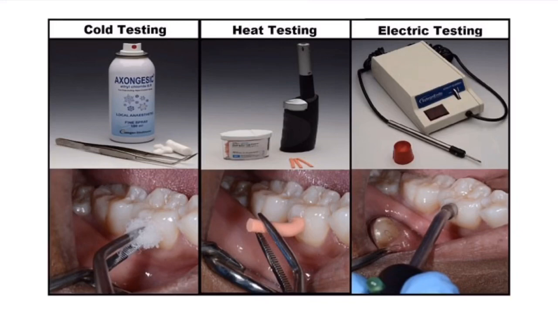The next comes testing the pulp vitality. More familiarly, they are called pulp sensibility tests. Okay, what are these called? Pulp sensibility tests. That is the cold test. These are called thermal tests, cold and heat. And the electrical test, that is called EPT.